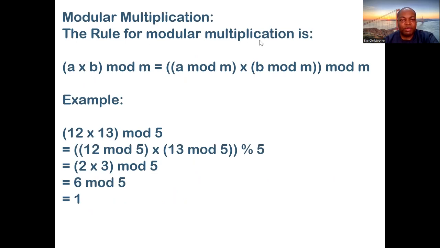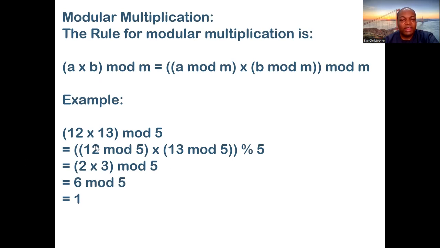The rule for modular multiplication is (A multiplied by B) mod N equals ((A mod N) multiplied by (B mod N)) mod N. So for example, we have 12 multiplied by 13 mod 5 equals (12 mod 5 multiplied by 13 mod 5) mod 5. Okay, remember this percentage sign is also the same. It can be represented as mod or percent. So mod and percent are the same in these settings.